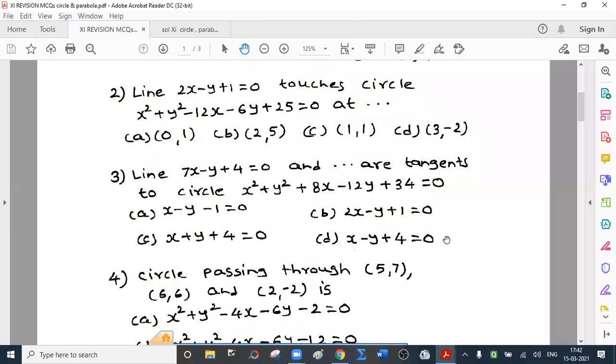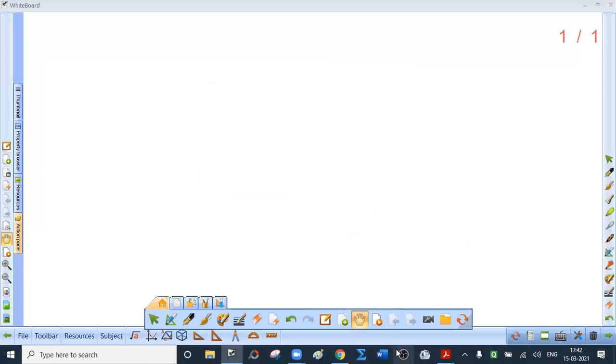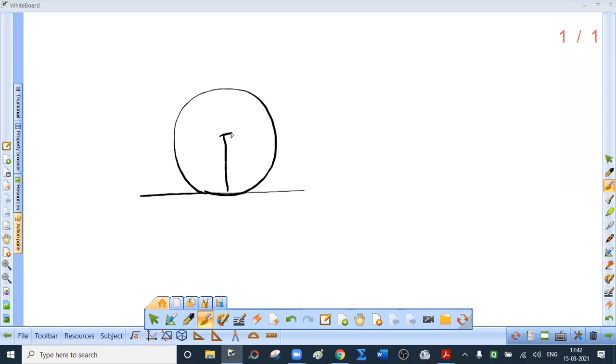Third MCQ. Line 7x minus y plus 4 equal to 0 and one more line are tangents to the circle x square plus y square plus 8x minus 12y plus 34 equal to 0. Actually, here you have to use the fact that if the line is tangent, then the length of the perpendicular, see this line is tangent, so the length of the perpendicular from the center to the line is nothing but the radius. So use this fact and tell me the answer.